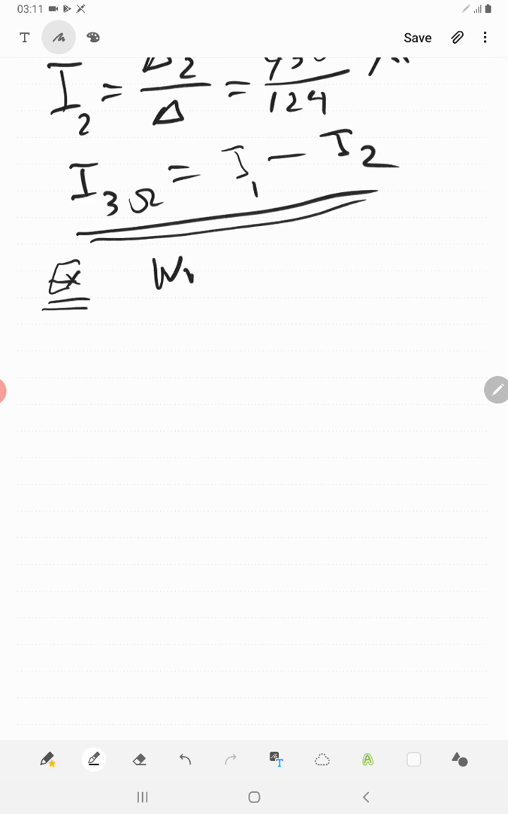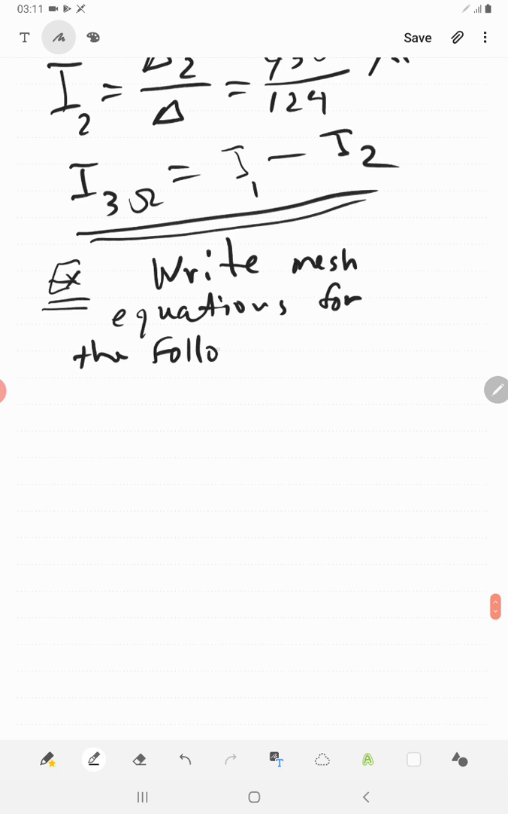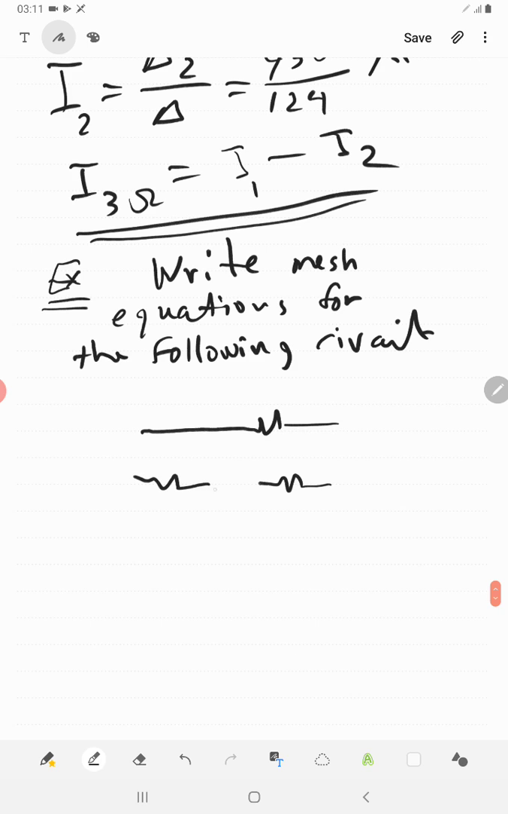Let's write mesh equations for the following circuit. Okay, let's have a resistor here, another resistor here, another resistor here, another resistor here, and another resistor here.